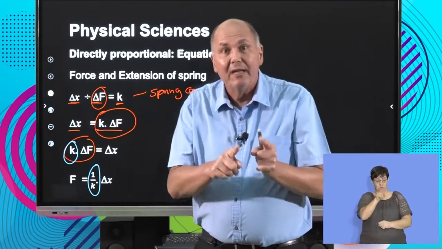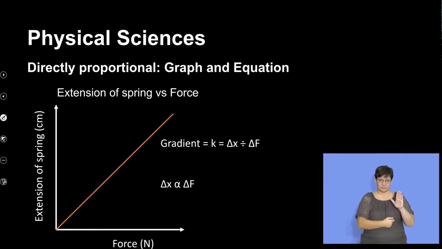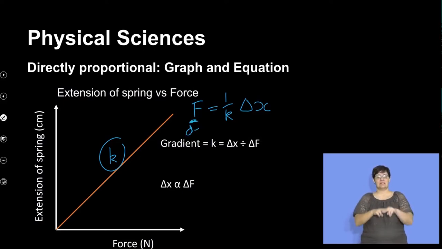The 1 over k, if we go back to the graph of the gradient here, this was k. If I'm working with f is equal to 1 over k delta x, then I've got to recognize I've changed something. And I hope you can see what I've changed. I've switched over and I've made this now the dependent variable, and this is now the independent variable in the equation, because I switched sides.